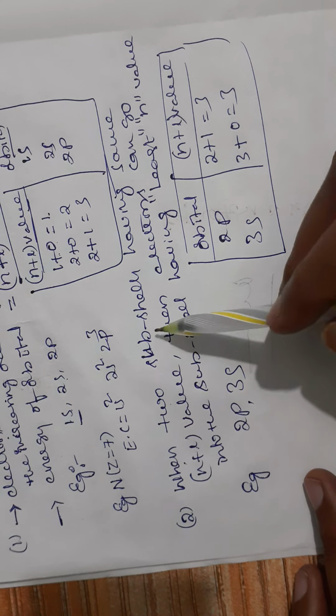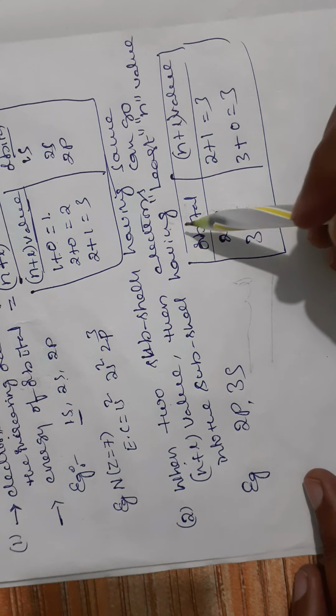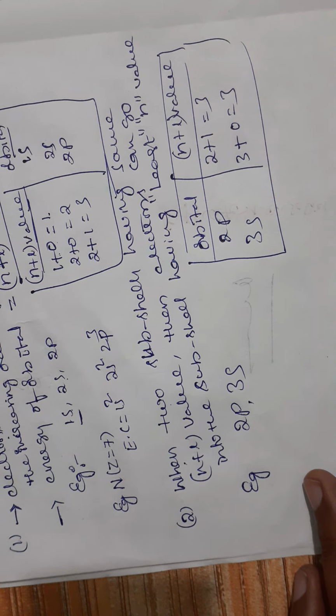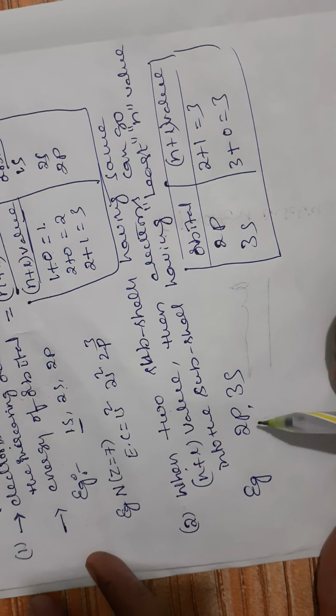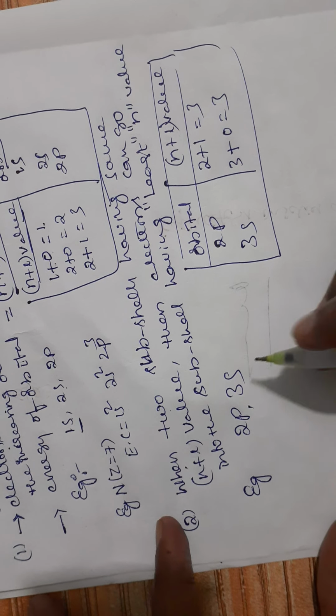You can see, when two subshells have the same n plus l value, then electrons go into the subshell having the least n value, students. So out of 2p and 3s, first 2p is filled. After filling 2p, then it goes into 3s.